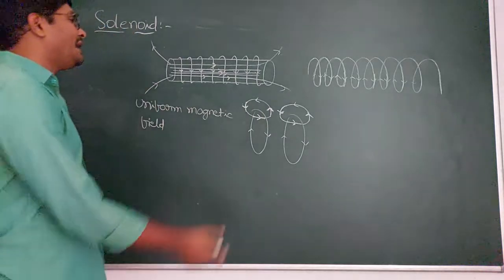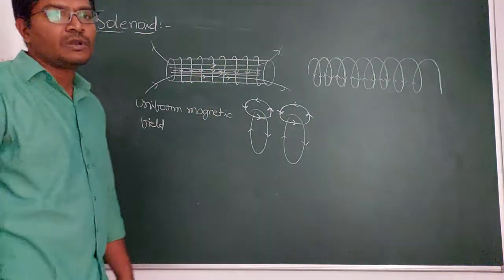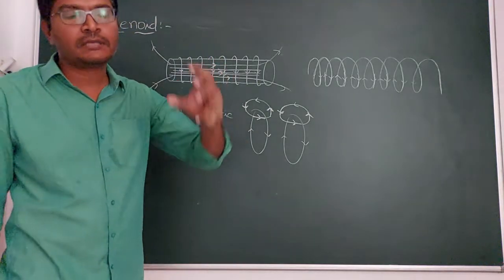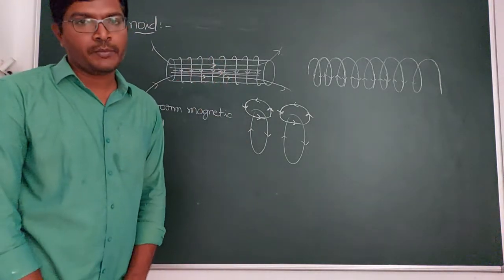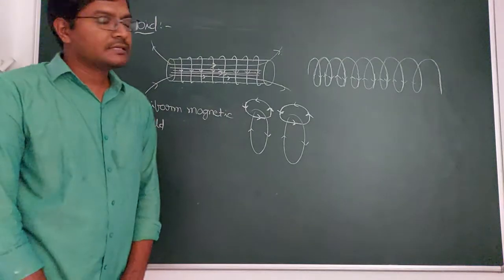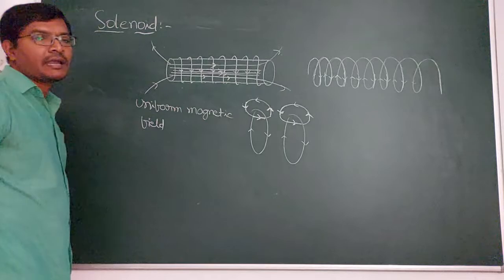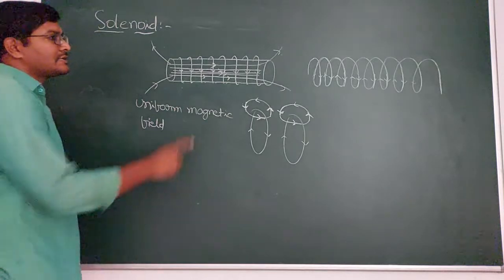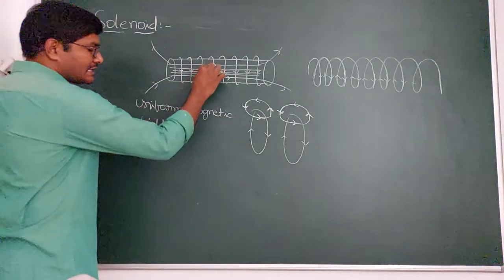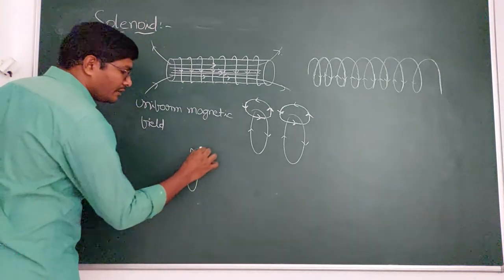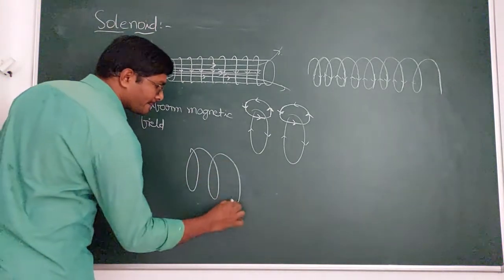Okay, so inside the solenoid, if you add an iron bar, what happens? Inside the solenoid, if you add an iron bar, what happens? This is like inside the solenoid. So you are having a solenoid like this.